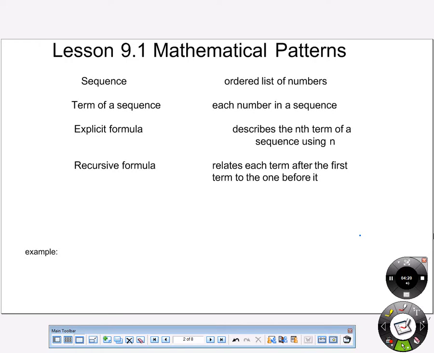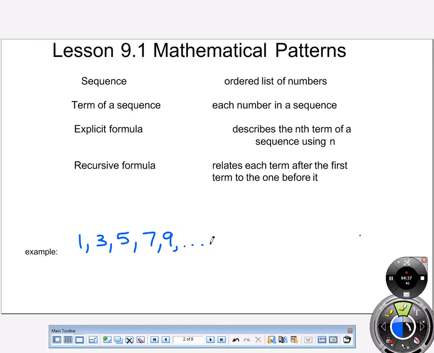So notation is going to be important for us. We're used to seeing a list of numbers, so let's say our list consists of 1, 3, 5, 7, 9.